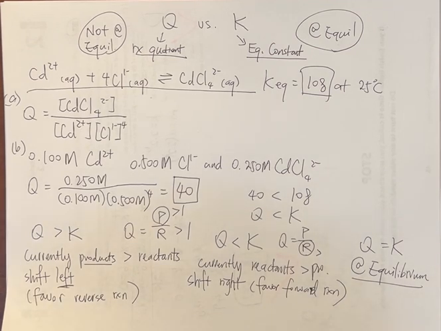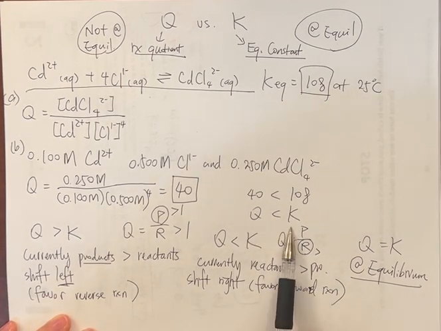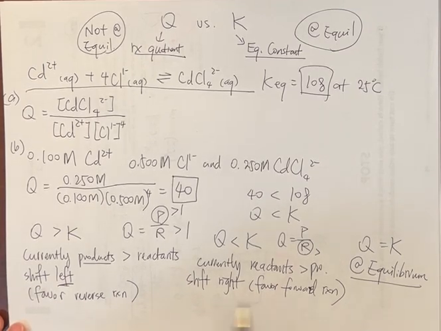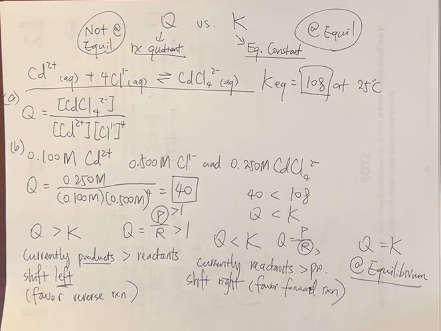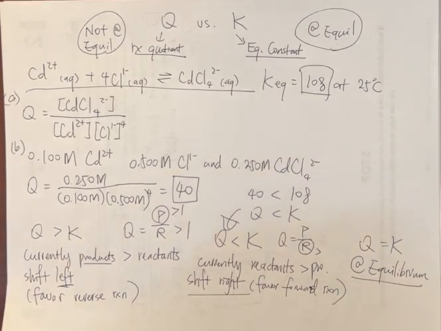So we already know that in this question, we calculated Q is less than K. According to the three different scenarios at the bottom, which one do you think fits our question, and what should the whole reaction equilibrium do? Well, the equilibrium should shift to the right, because it corresponds to this scenario, and it will favor the forward reaction.